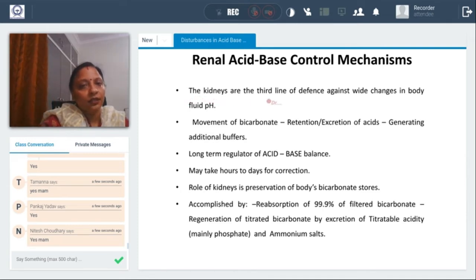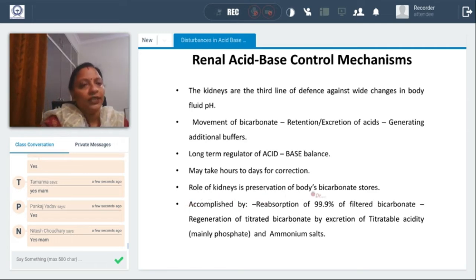The kidneys are the third line of defense against wide changes in body fluid pH. First is buffer, second is respiration, and third is the kidney or renal acid-base control mechanism. It involves movement of bicarbonate, retention or excretion of acids via the kidney, or generating additional buffers. It is the long-term regulator of acid-base balance, because respiration is the short-term regulator. It may take hours to days for correction. So this is an important line.